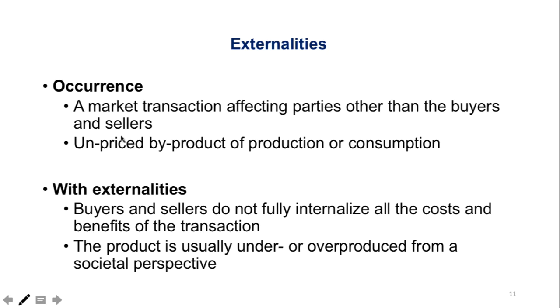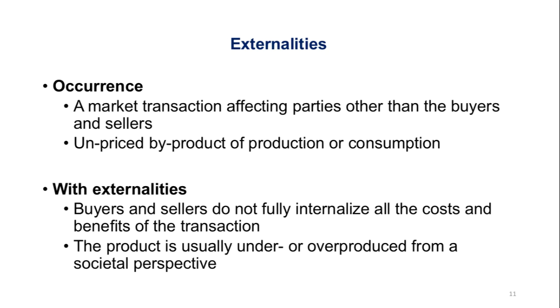So this externality is a byproduct of the production or consumption. In that case, this is called externalities. The buyers and sellers do not fully internalize all the costs and benefits of the transaction. So they don't take into account those externalities in their decisions. So the product is usually under or overproduced from a societal perspective. The best example would be pollution as a negative externality, and education or vaccinations as positive externalities.